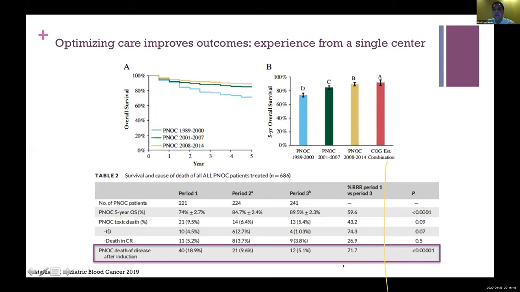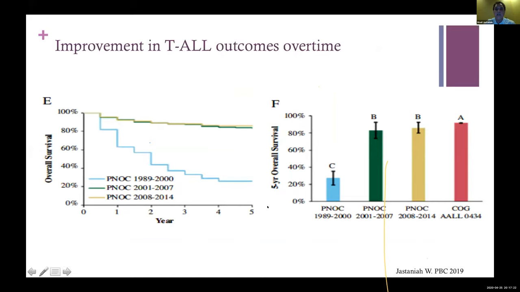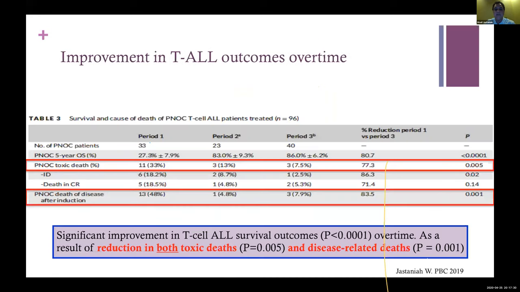And on sub-analysis, the most significant percent relative risk reduction in death was in death from disease after induction. And this indicated the impact of improved diagnostics, improved treatment stratification, and improved adherence to protocol therapy in period three, as we conducted an MRD-based prospective clinical trial protocol in this phase, injecting that clinical trial-based culture in our system. A greater improvement over time was observed in T-cell ALL, as shown in this figure. And when we did the sub-analysis on the causes of treatment failure and the improvement, we saw that the improvements were a result of reduction in both toxic deaths and the disease-related deaths, which indicated improvement in supportive care and in the treatment delivery system.